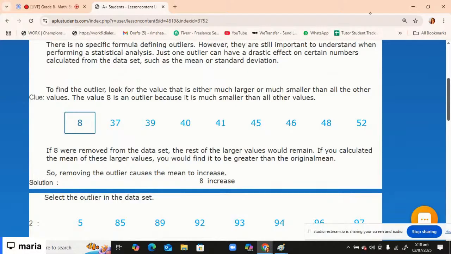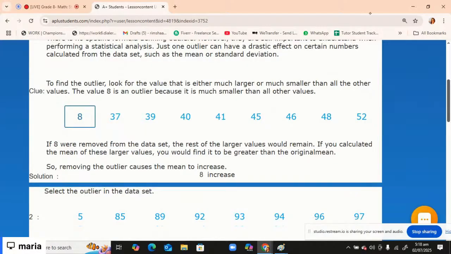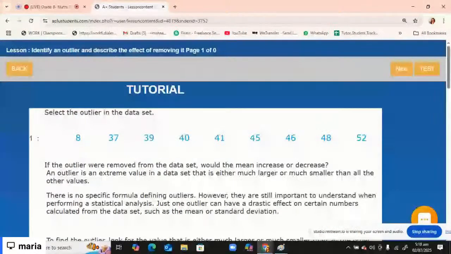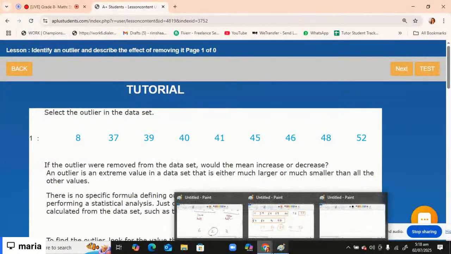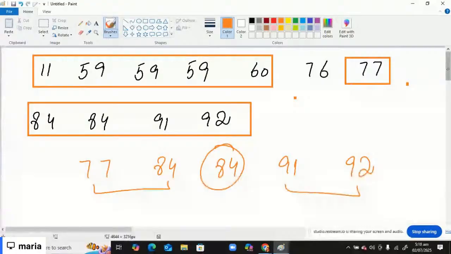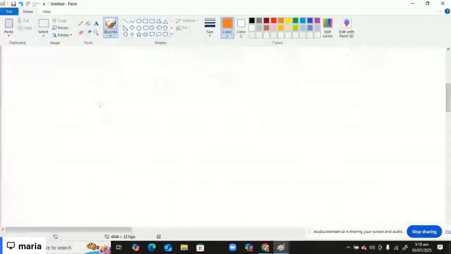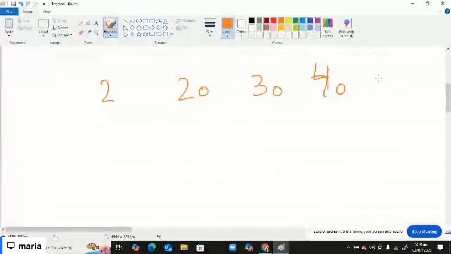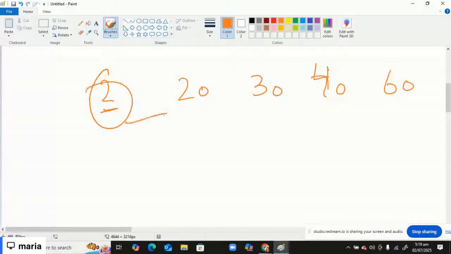We are just going to remove an outlier. That's it. So if a smaller outlier is removed, the mean should increase. If there is some smaller value as the outlier, it should increase. But here there is a larger value as the outlier. For example, if my outlier is 2, like here it's 20, 30, 40, 60. So the outlier is 2. So this should increase.